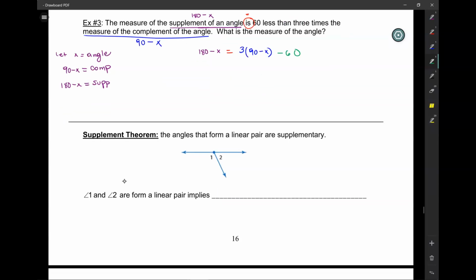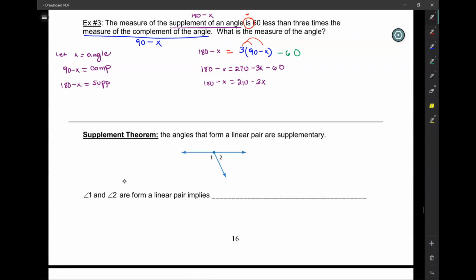Now comes the algebra part. Okay? So, distribute the 3. This is why we make you guys take algebra before geometry. 270 minus 3x minus 60. The one advice I give you is don't try to do it all mentally. Write them down. I don't give extra credit to people that do it mentally, right? Equals 270 minus 60 is 210 minus 3x.